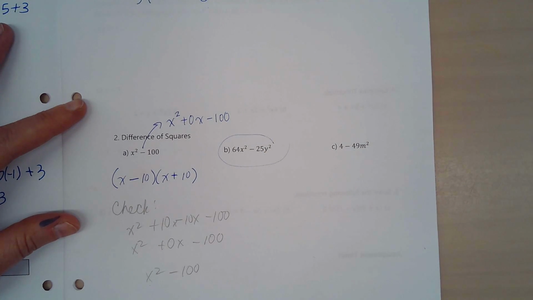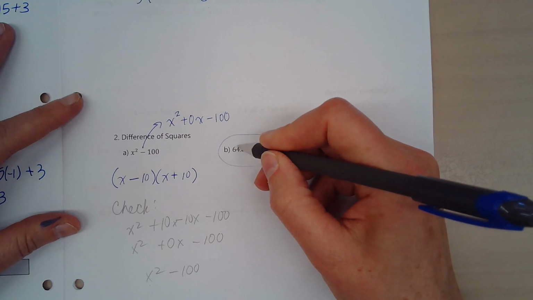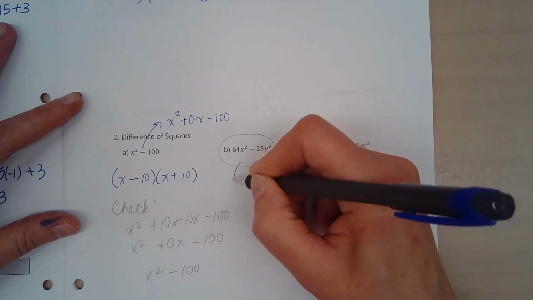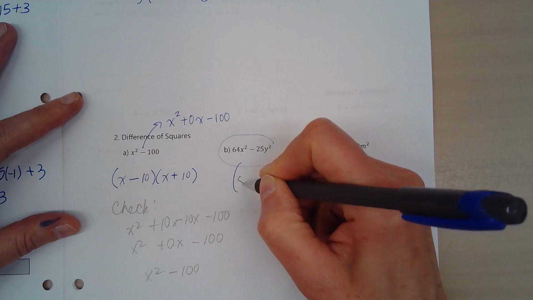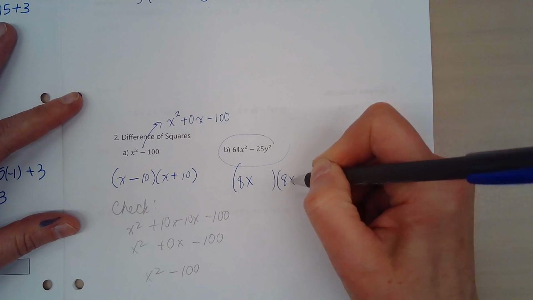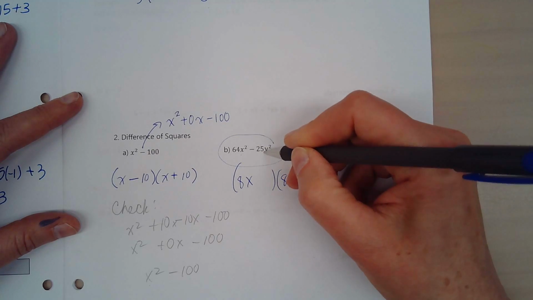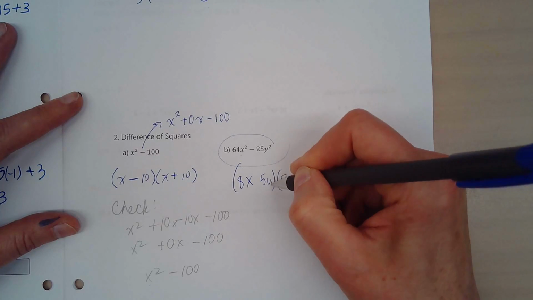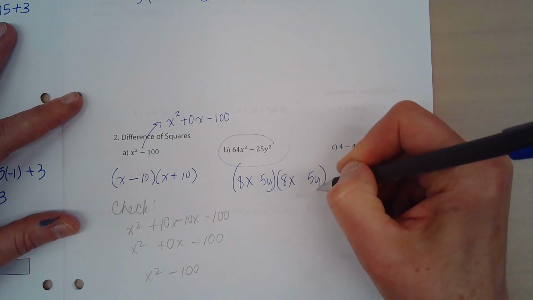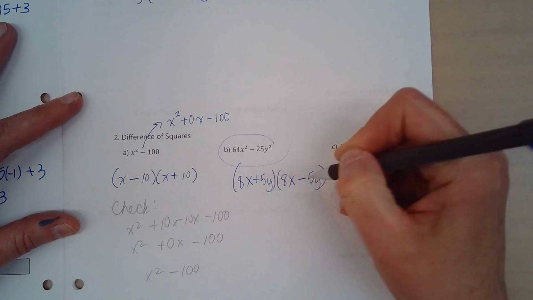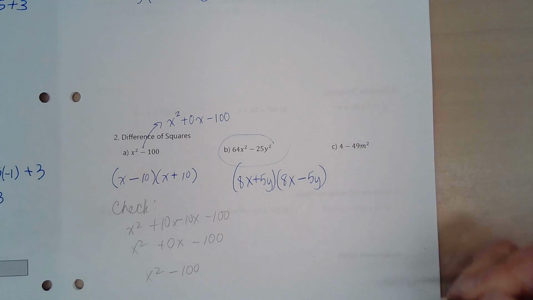Okay, is this a difference of squares? Yes. So the square root of 64x squared is 8x, so 8x's go here. The square root of 25y squared is 5y, plus minus. It doesn't matter which bracket the plus or the minus go in, as long as one bracket has a plus and one has a minus.